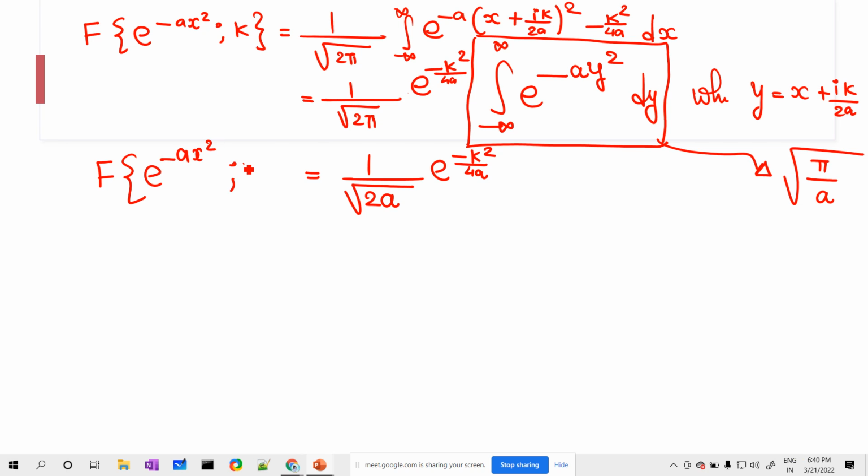This is one of the reasons why we don't find the Fourier of sine and cos, all such functions, because it takes too much time. Even this will take more than half an hour if we try to find out the value of the integration. But for the examination, the most important thing is to know the Fourier of e raised to minus ax square. So the answer is nothing but 1 upon root 2a, e raised to minus k square upon 4a.